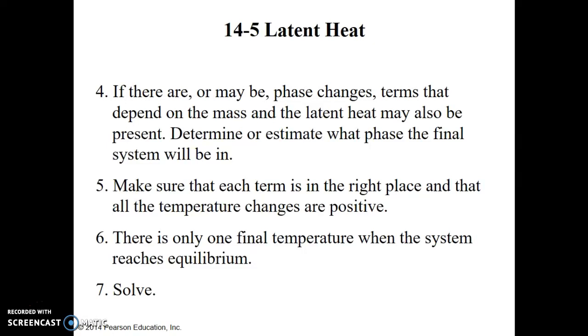Point 6, when everything's all said and done, all objects are going to be at the same final temperature. The system has reached equilibrium, so everything will be at the same final temperature. Finally, once you have that, you can solve for the appropriate variable, enter your numbers, solve the problem, check your units, so on, like we always do. So those are some basic steps to help with solving calorimetry problems. Again, in the next post, I will give you a couple of examples in how to do some calorimetry problems.